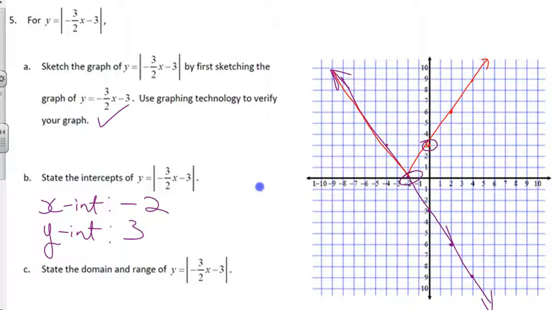And remember, intercepts are numbers. Okay, so it's not the point -2, 0. That's not the intercept. The x-intercept is -2. The y-intercept is 3. How do you know to put positive 3? Because we're doing the absolute value graph, not the original graph. Then I can do that.